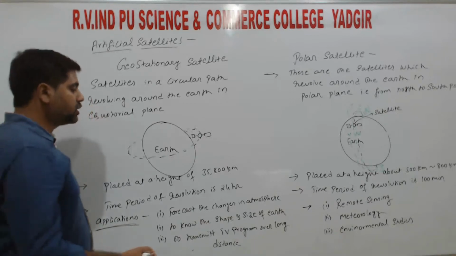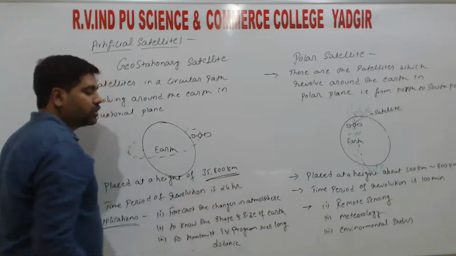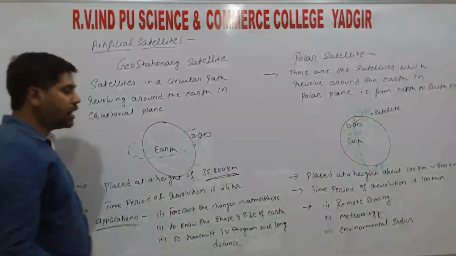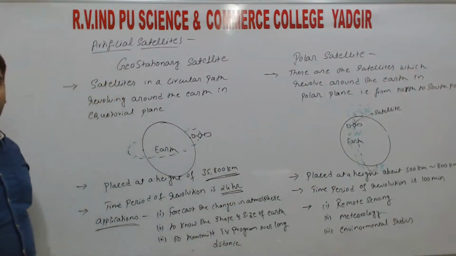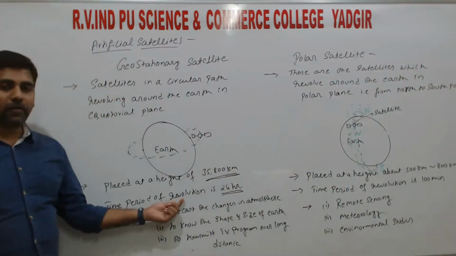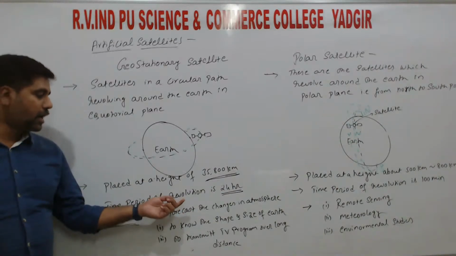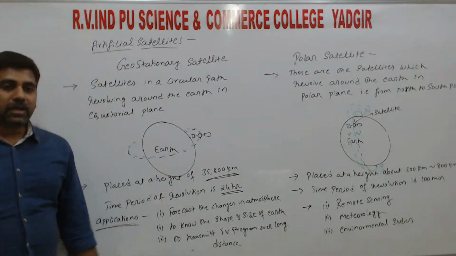So this is the basics about the artificial satellite. The important one is that it is placed at a height of 35,800 kilometer and it takes 24 hours to revolve around the Earth, right? So that is the time period of revolution, and it is placed at a height.